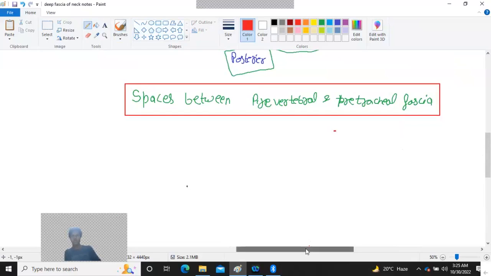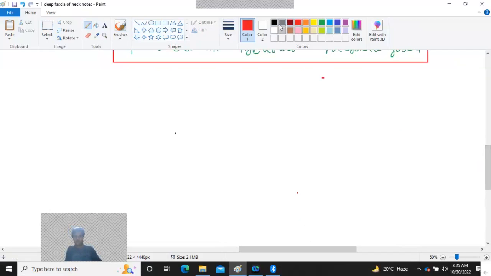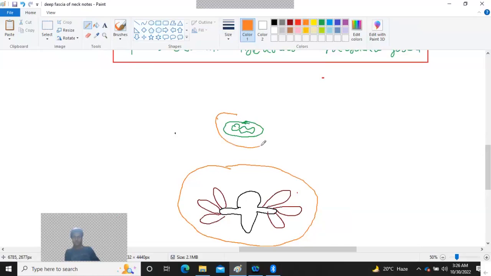So we again draw a diagram. Let's say this is the vertebra. These are three muscles. We only name the spaces, not all things. The covering is prevertebral. Then in front, we know there is an esophagus present. It is covered by buccopharyngeal fascia.